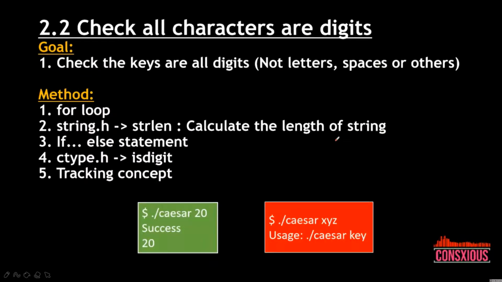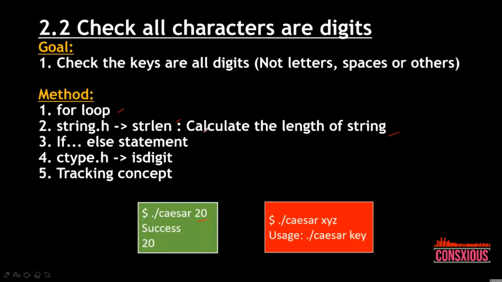So go to 2.2, we have to check that all the characters are digits. The goal here is to check that all of the key is digits, not letters, not symbols, not spaces. So how are we gonna do that? The method here is to use a for loop. And we also use string.h, the strlen function. strlen is used to calculate the length of a string.